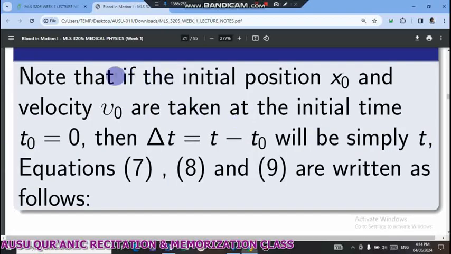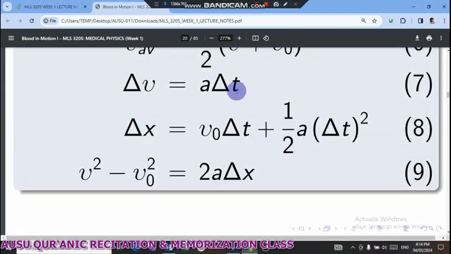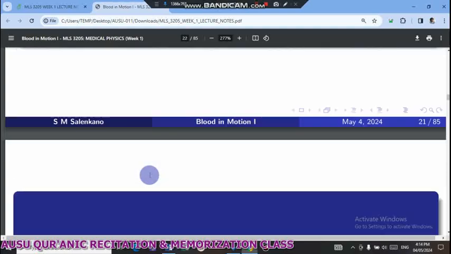Now here they say, note that if the initial position x naught and velocity v naught are taken at the initial time t equals 0, then your delta t, which is t minus t naught, will be simply t. So you can say delta t is simply t, so in equations 7, 8, 9, the last 3 equations, each one has delta t. Here you have delta t, here you have delta t, and then here you have v naught. So then they will change to the following.